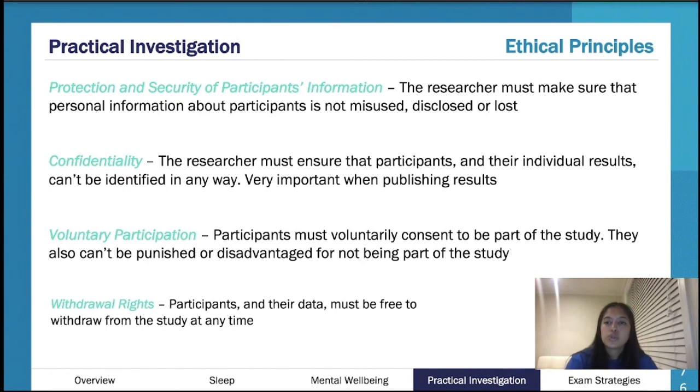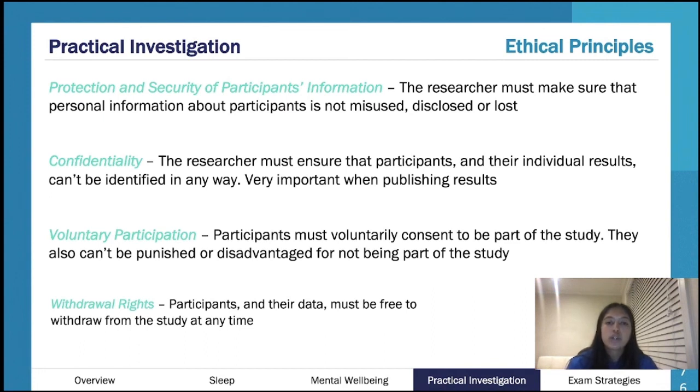Okay, I'm going to zoom through these ethical principles. So protection and security of participants' information, pretty straightforward, kind of ties in with confidentiality. Basically, if you're going to do an experiment, you're not expecting your results to be released everywhere and everybody that you know to have your information.